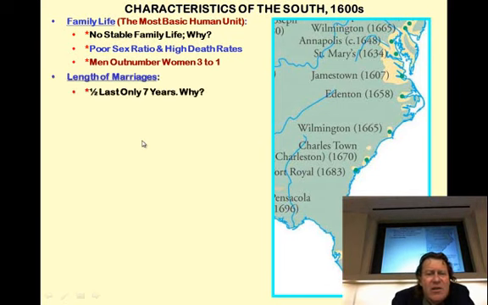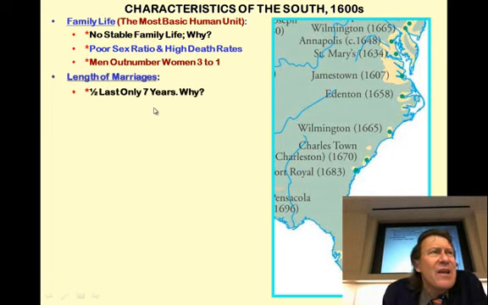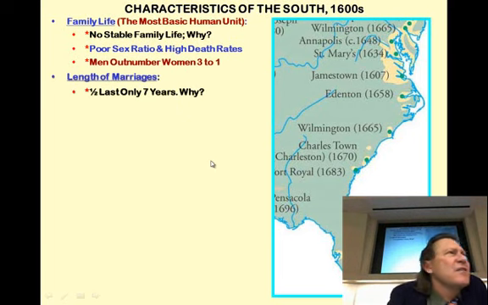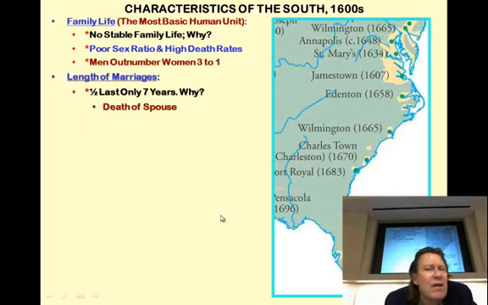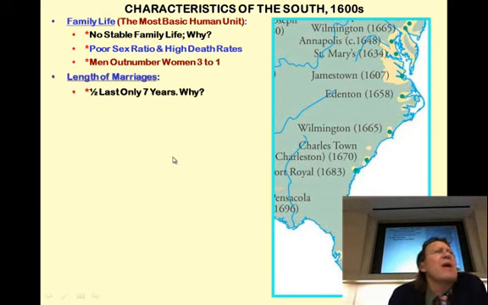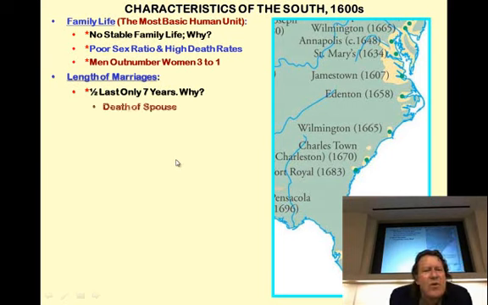The length of the marriage. Your typical marriage in the Chesapeake region in the 1600s lasted half of them only last 7 years. Why, that is a marriage, or at least a separation or divorce rate that puts Las Vegas marriages to shame. Why is that? Why are marriages so short?